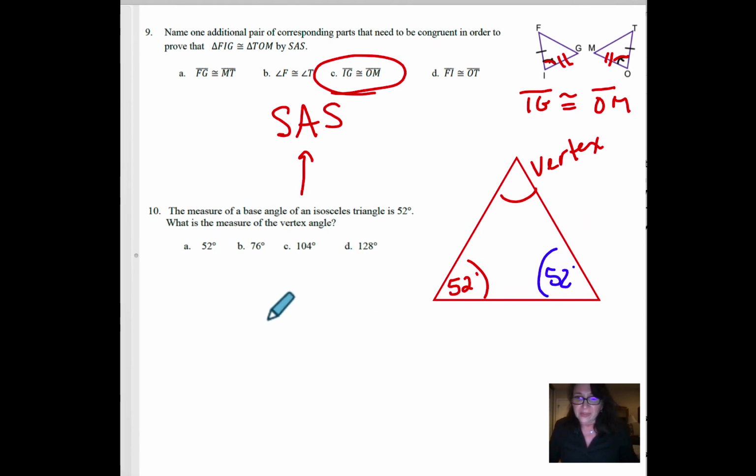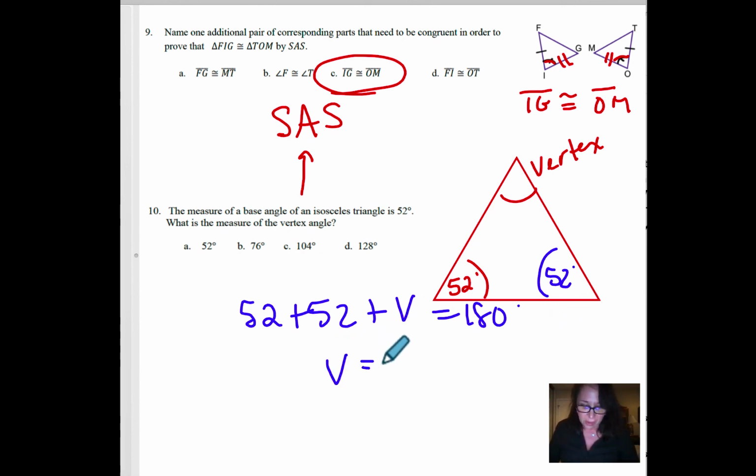Well, all I have to do is add 52 plus 52. So 52 times 2, right, is 104. So we've got 52 plus 52 plus my vertex angle adds all up to be 180 degrees. So I'm going to take 180 degrees and subtract 104, which is 76. So my vertex angle is going to be 76 degrees.